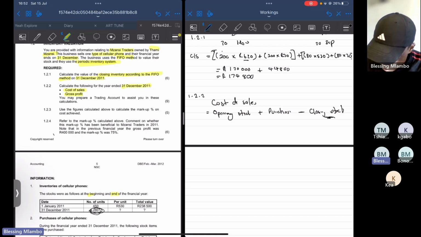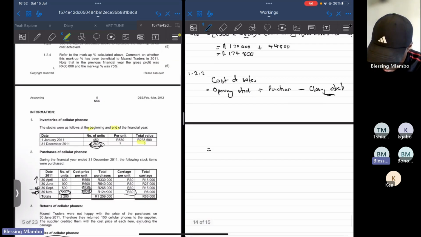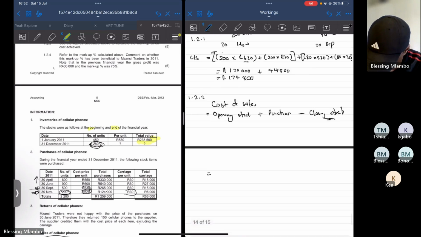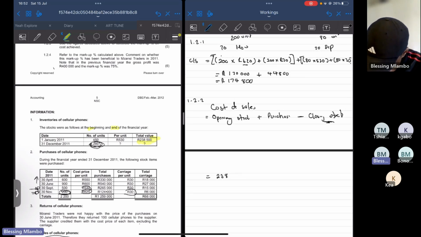So now you go and say, okay, cool. What's the value of the opening stock? They gave you the value here as 238,500. That's the value of the closing stock. What's the value of your purchases, right?